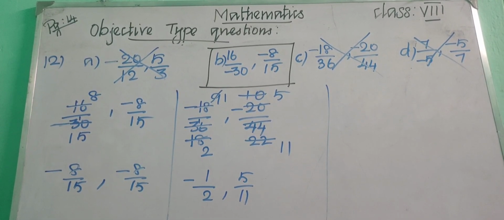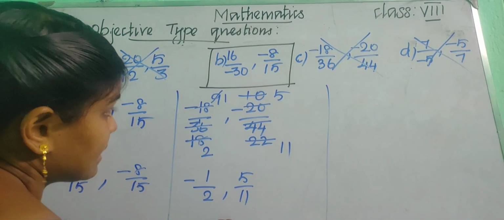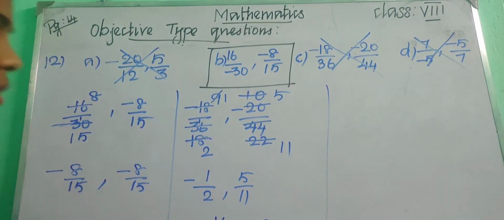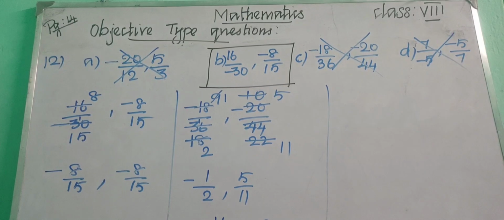So 16 upon minus 30, comma minus 8 upon 15 is the only pair of equivalent fractions. Okay, children, so write it in your notebook. At the last, write option B, that is 16 upon minus 30, comma minus 8 upon 15. Likewise, at the last you can write in complete. After completing this, write the 13th question. Pause the video and complete this.